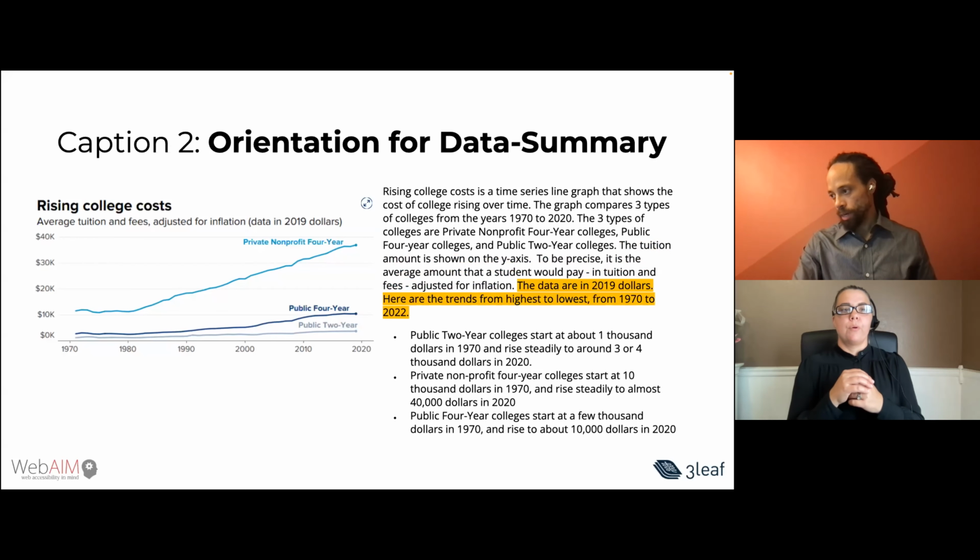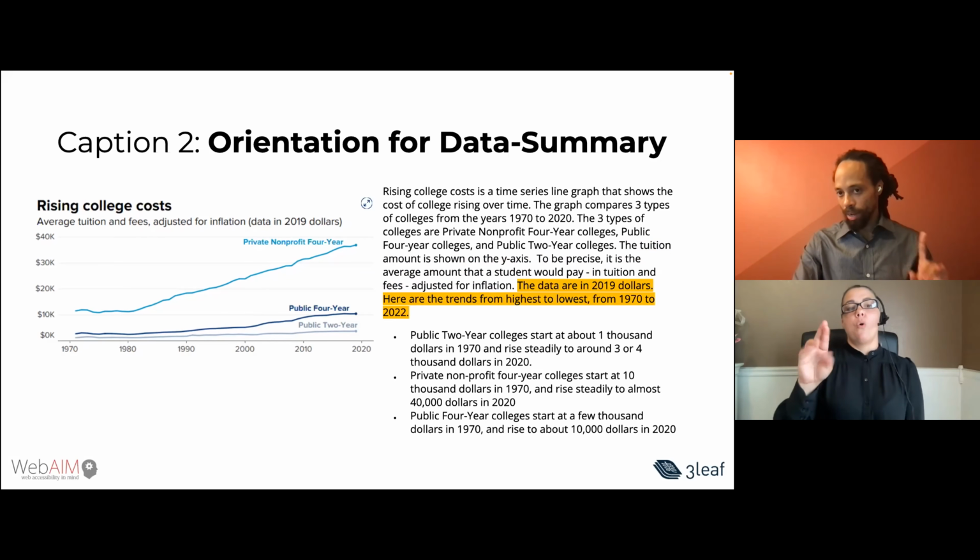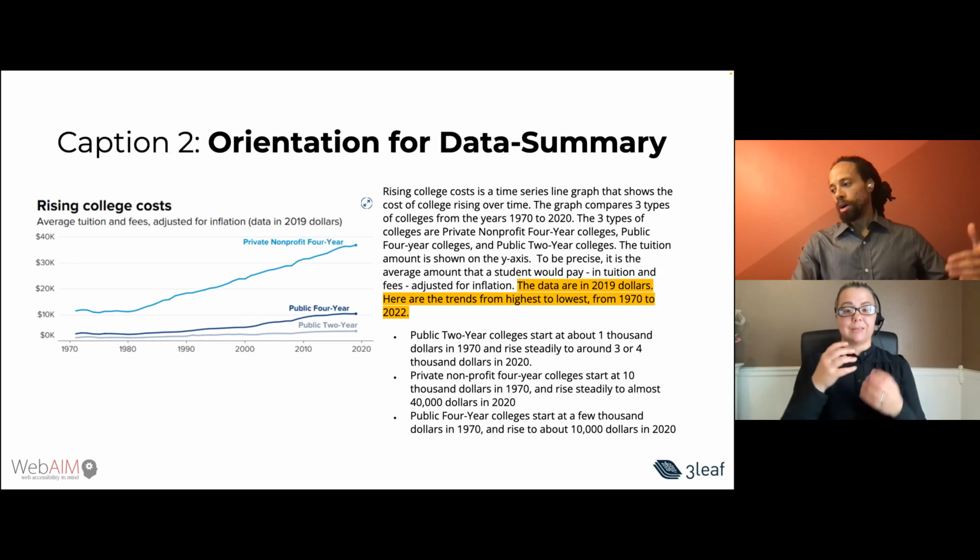And then orientation for data summary. I'm going to talk about why I've got a data summary here and not a data read. The data are in 2019 dollars.